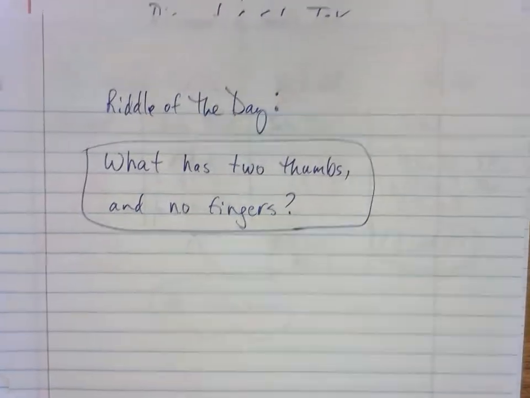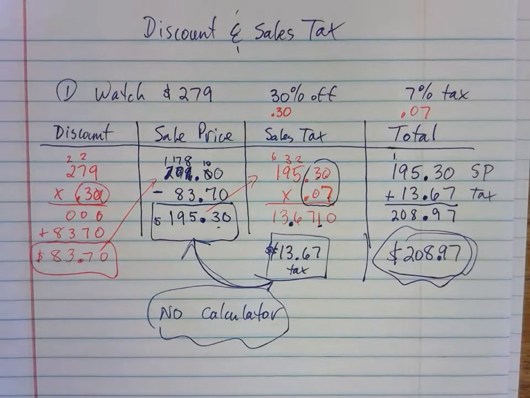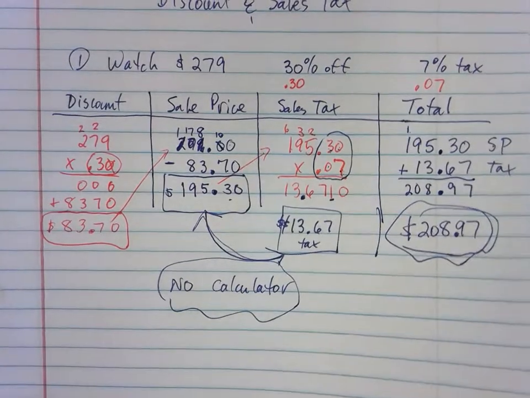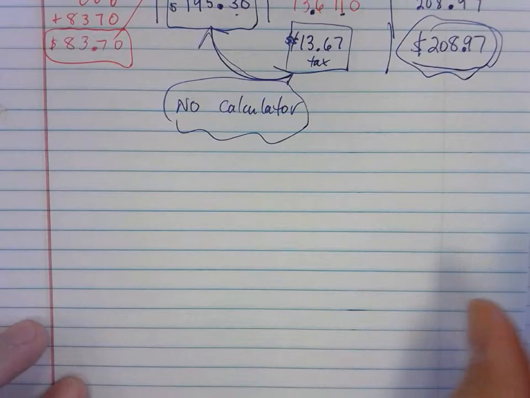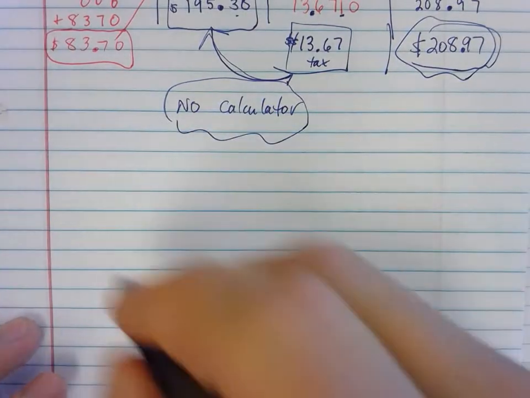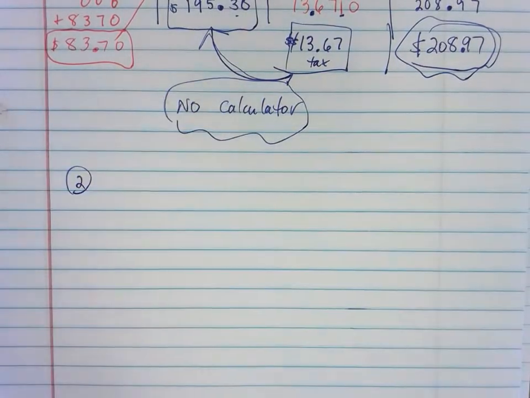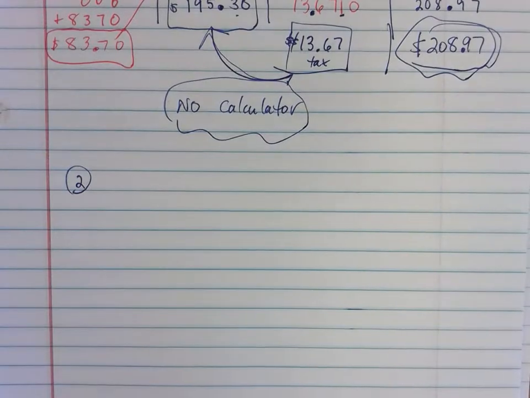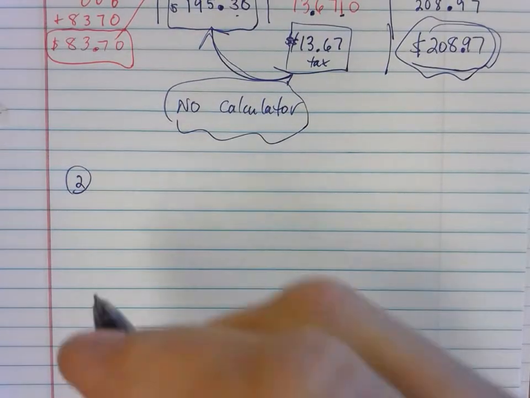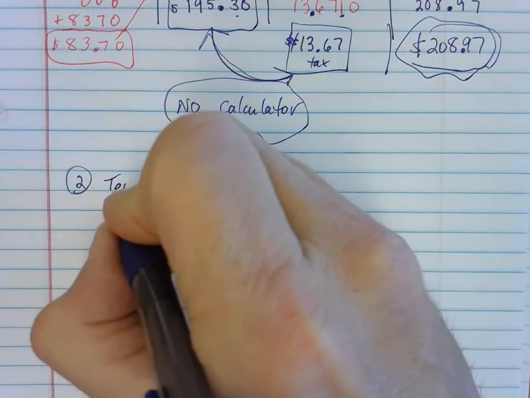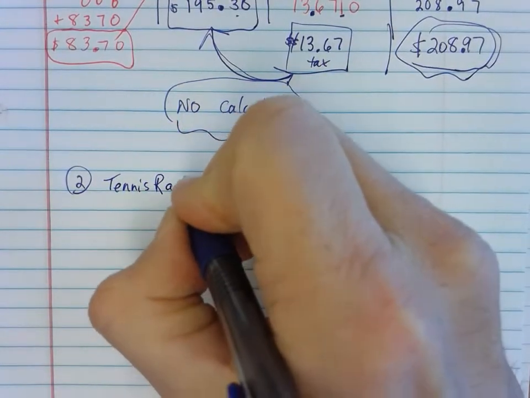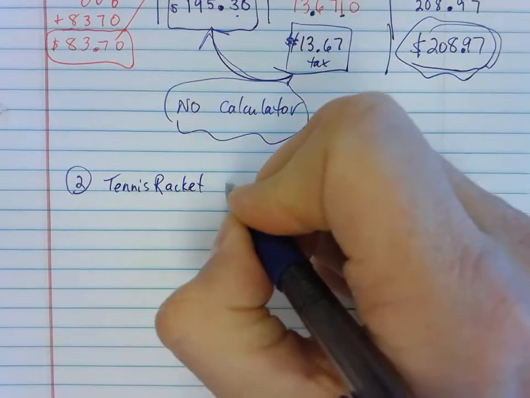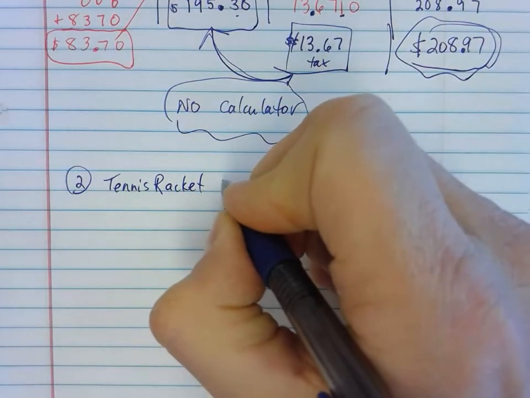All right. Now, let's go to number 2. Slide that up a little bit. Okay. Remember, we're not using the calculator here. Okie dokie. Now, I am going to do, let's see, tennis racket. Let's say the tennis racket is $59.